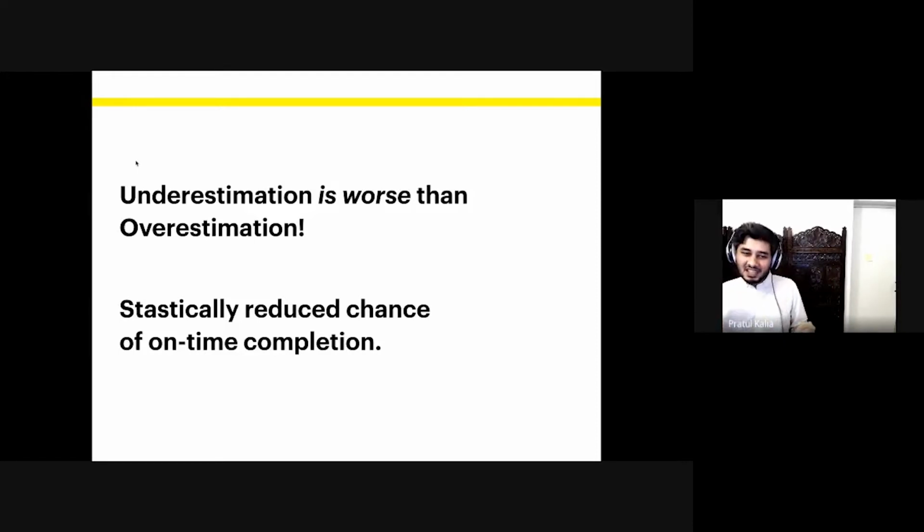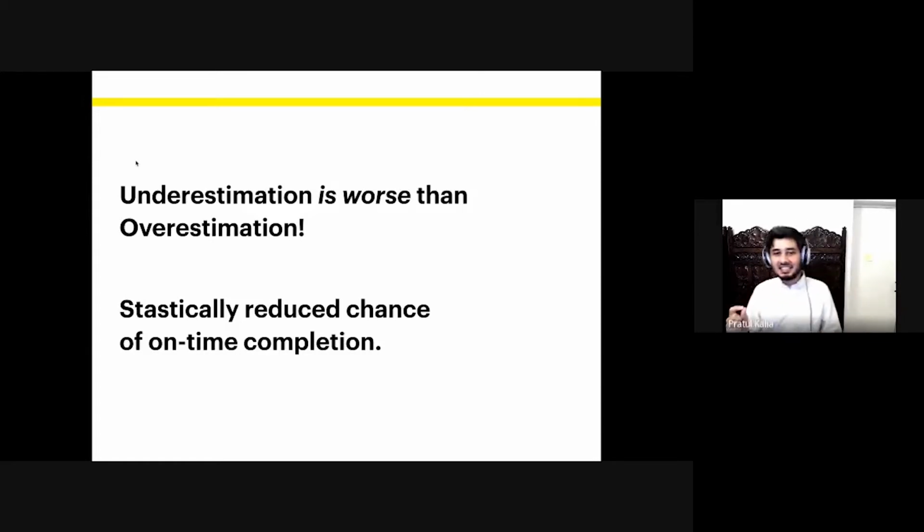However, what is important to know is that underestimation is worse than overestimation. Right? So let's say you have a task that will take you 4 days. If you say 3 days versus if you say 5 days, 3 days is much worse than saying 5 days, because if you are going to underestimate, you have a statistically reduced chance of completing that task on time, right? I'm going to talk about this a little more in the rest of the talk, but remember this bit, right? Which is that it's a statistically reduced chance of on-time completion if you actually underestimate.